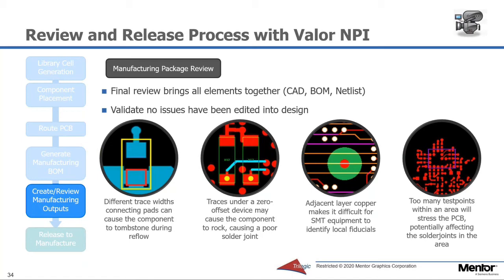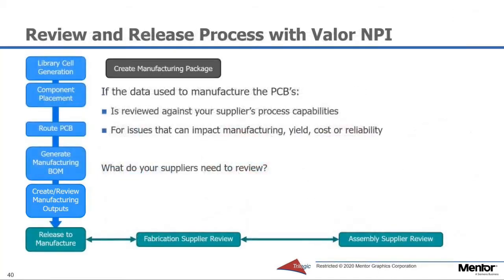A few additional examples are shown here, such as different trace widths connecting pads can cause a component to tombstone during reflow. Traces under a zero offset device may cause a component to rock, resulting in a poor solder joint. Adjacent layer copper may make it difficult for SMT equipment to identify local fiducials, or too many test points within an area can stress the PCB, potentially affecting the solder joints in the area. If the checks are being performed during the design cycle and manufacturing issues addressed as they are found, then when the design is released to manufacturing, there may be no more issues and the board can then be built.